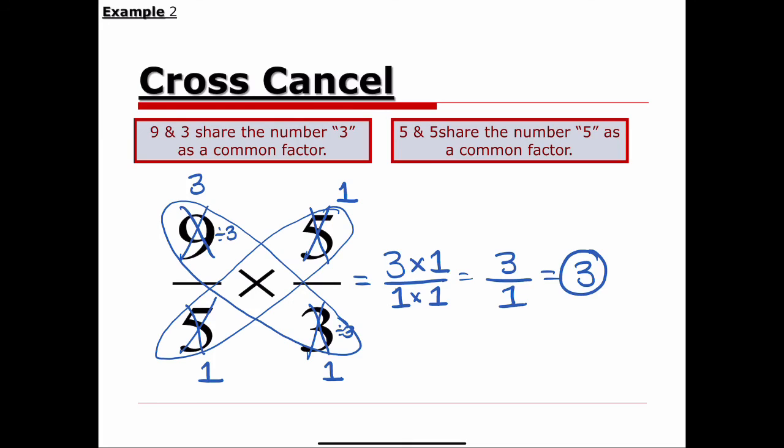Okay, so that does it for this lesson right here. Hopefully you understood this okay. Make sure you do the practice problems that accompany this lesson.